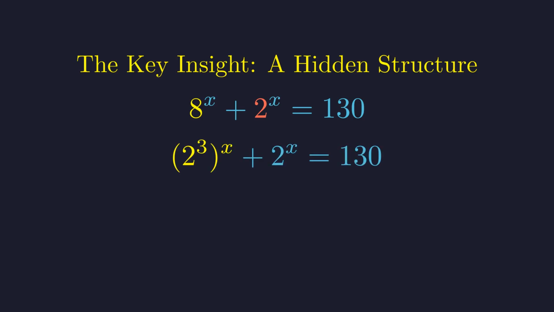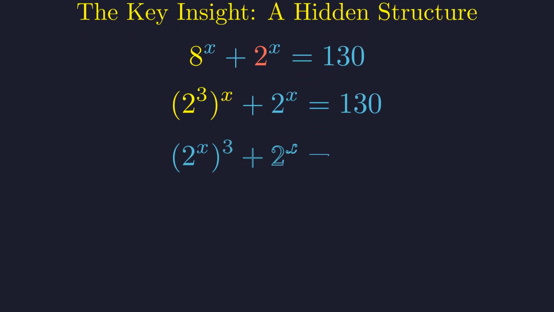Now we can use a fundamental rule of exponents to simplify this term. A power raised to another power means we multiply the exponents, so we can swap their order. And now the hidden structure is revealed. Look at that! The entire equation is built from a single repeating block, the term 2 to the power of x. This is the moment the problem cracks wide open.